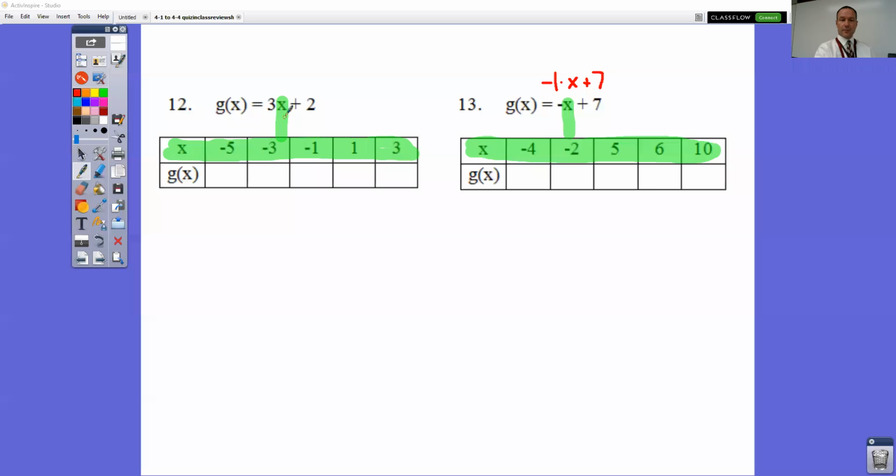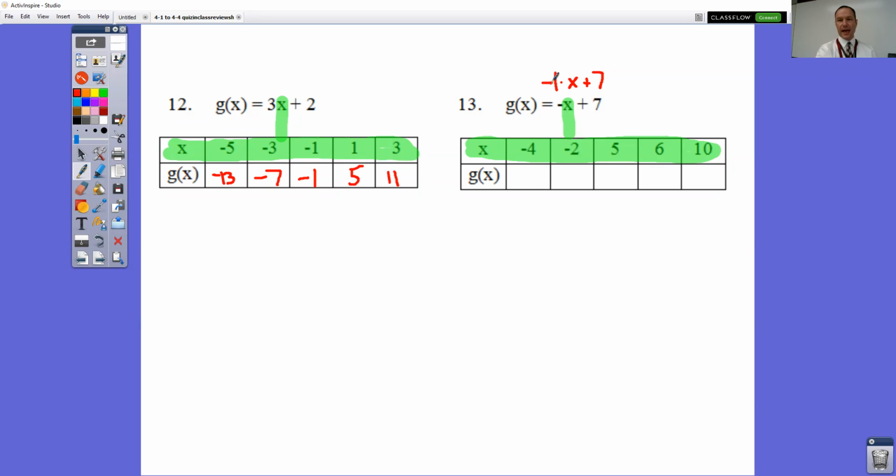So you're taking these numbers and subbing them in for x. So you have 3 times negative 5 plus 2, 3 times negative 3 plus 2, 3 times negative 1 plus 2, 3 times 1 plus 2, 3 times 3 plus 2. So you should end up with negative 13, negative 7, negative 1, 5, and 11.